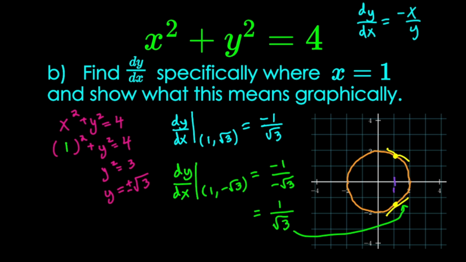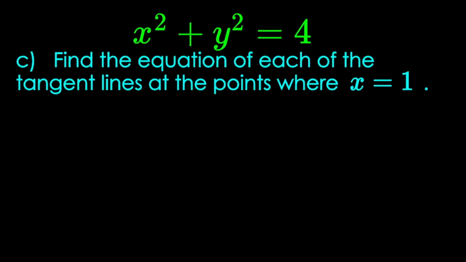Whereas on the top one, at 1, square root of 3, right here, you see the slope is negative. So it makes sense that that's the slope for that tangent line. A moment ago, we found the slopes of the tangent lines where x equaled 1. In this part of the question, we're finding the equation of each of those tangent lines at those 2 points. So we have 2 answers to this question.